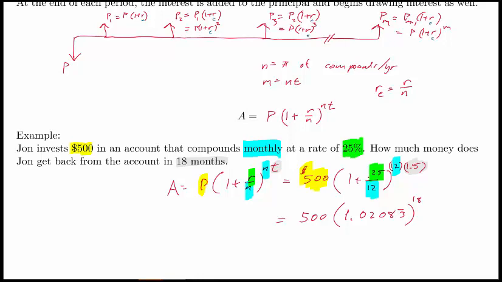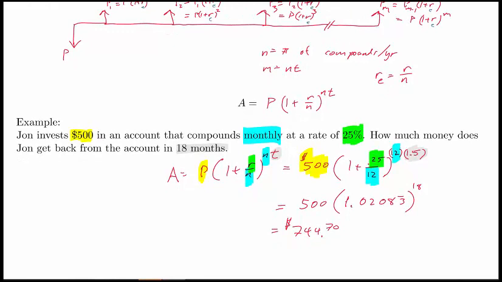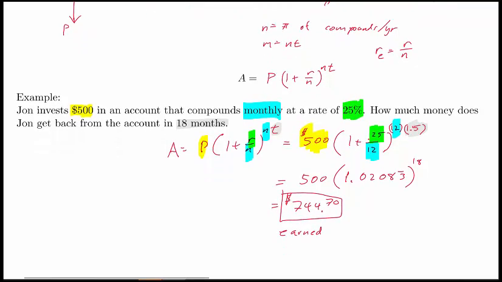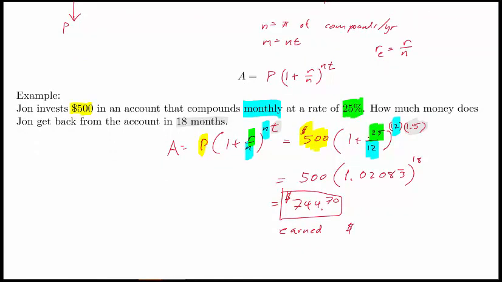And then you carry that calculation through and you find that you have $724.70. So that means that he's earned $224.70 in interest.